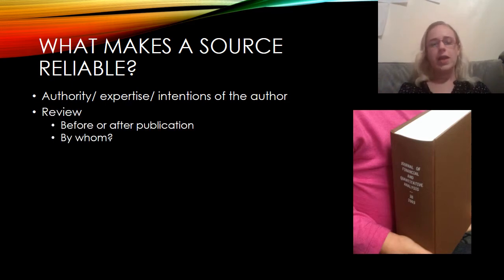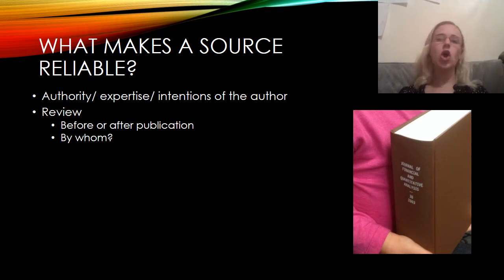Another thing to consider is, has this information been reviewed? When and by whom? Some information, for instance, things in published books, things in peer-reviewed journals, things in some websites are reviewed before they're published. Some things, a lot of the time, a lot of online things are available for review after publication, which means that it can still be reliable and it adds to the reliability, but generally being reviewed beforehand increases the reliability, but there are exceptions.